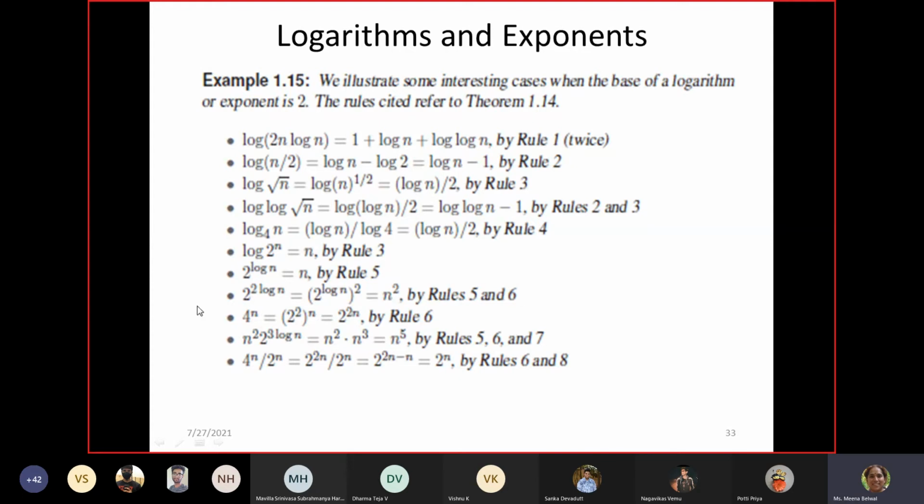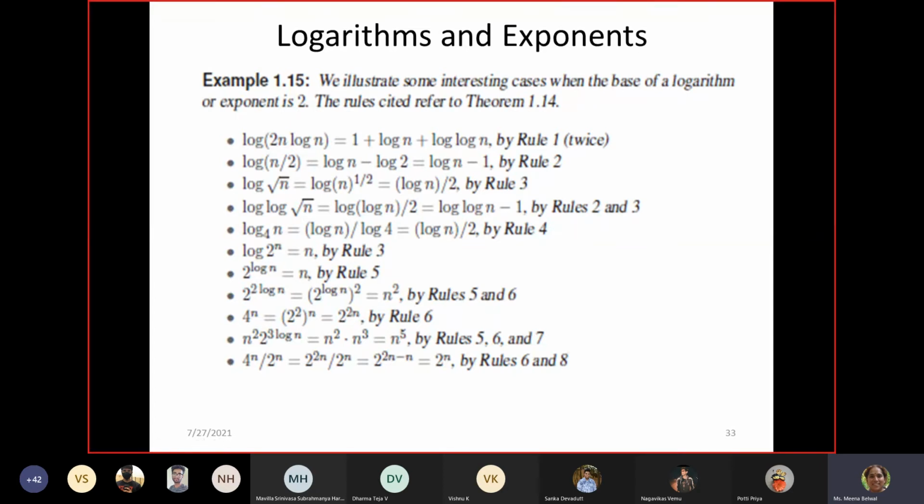So you can remember it like this: log 2 to the power n is n, right? Log 2 to the power n is n. That you know already, you will just take it as n log 2 base 2, so it is n. 2 to the power log n is also n. And 2 to the power 2 log n is actually n square. Okay, and 4 to the power of n can also be written as 2 to the power of 2n. 2 to the power of n can be 2 to the power of 2n. Simple.